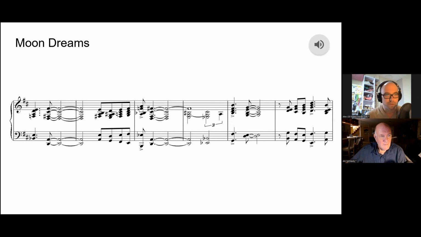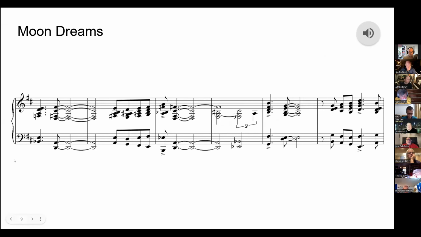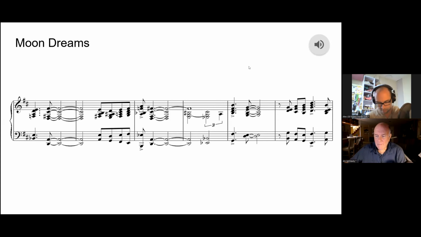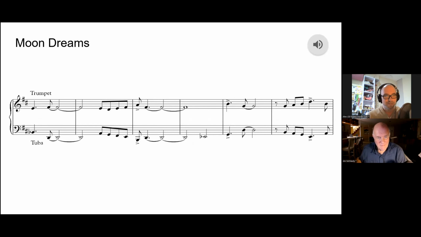Another example from Birth of the Cool. So here's all the parts, and again, the one on the bottom is the tuba. Yeah, nice and active again. Here's the example of just the trumpet and the tuba part shown again. It's much easier to see.